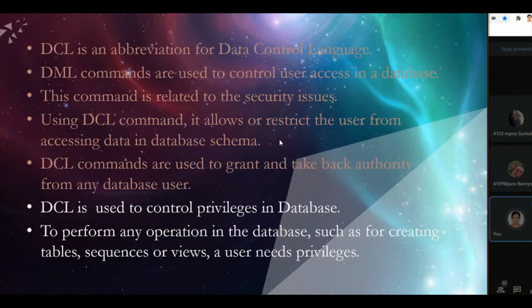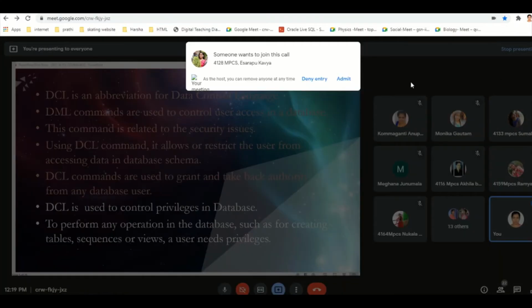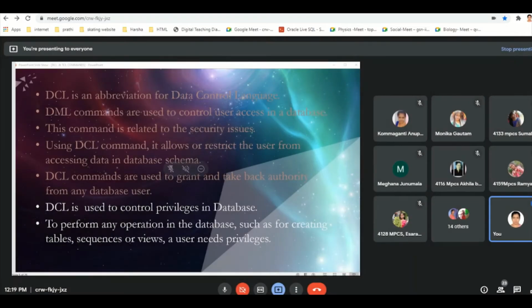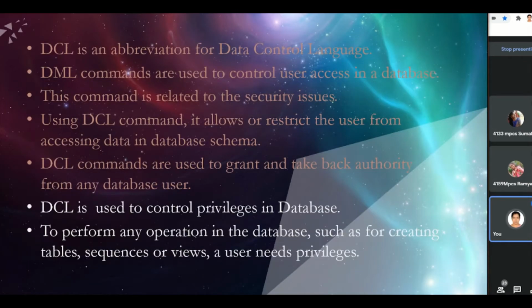And using DCL commands, it allows or restricts the user from accessing data in the database schema. Okay, it restricts the user from accessing the data. We can restrict the data to modify, data to select, like that we can restrict by using these commands. These are the two commands, grant and revoke.